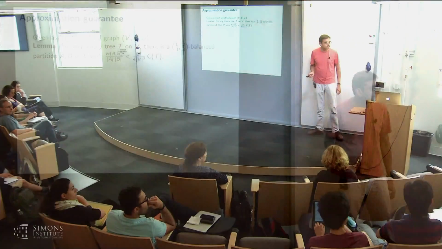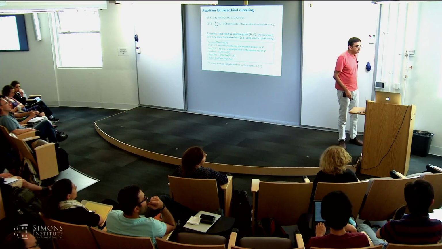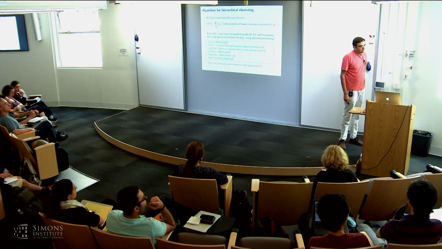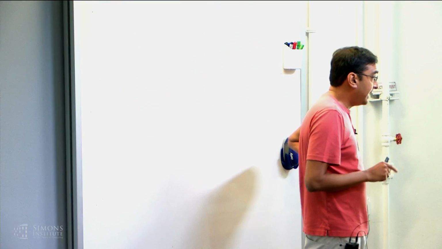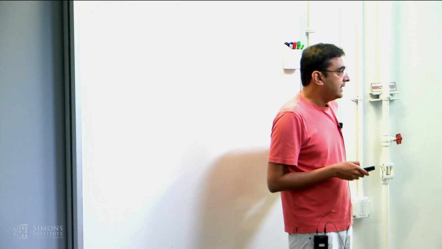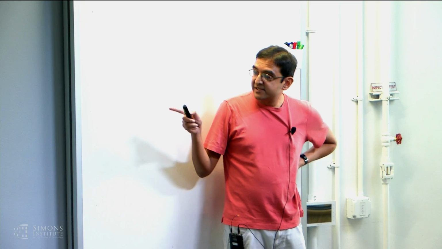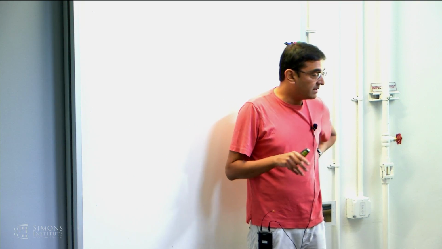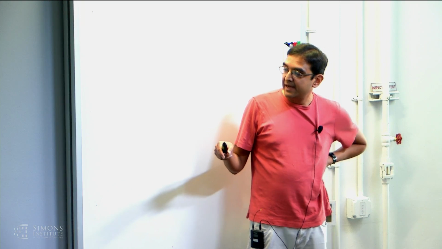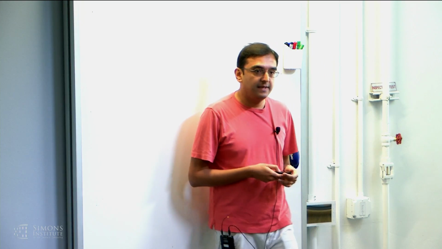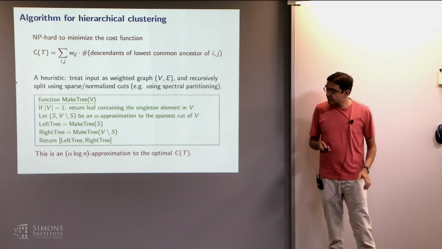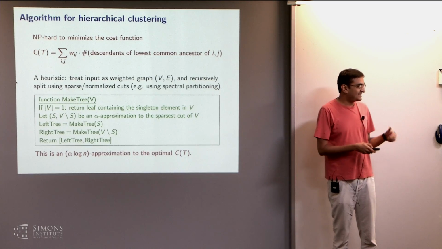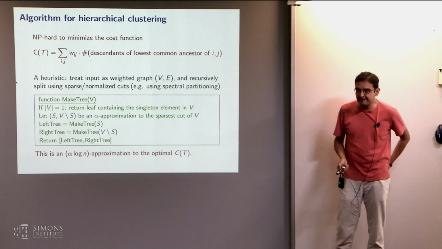Sanjoy? Is this true even if alpha is 1? So if you have an exact sparsest cut, do I get an exact solution to this cost function? Yeah, so then alpha would be 1 in that case. Right, so that's right. You would still get an approximation, but there have been some improved results that I'll also talk about in a sec, right?